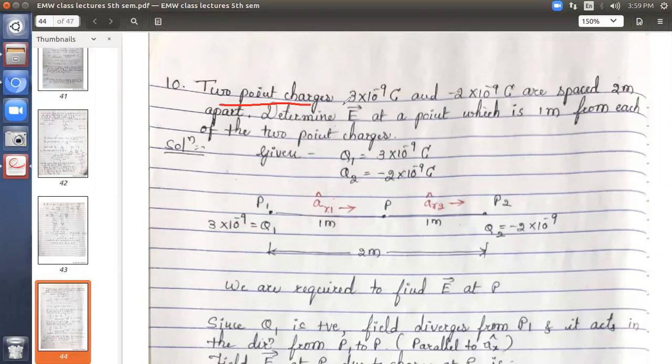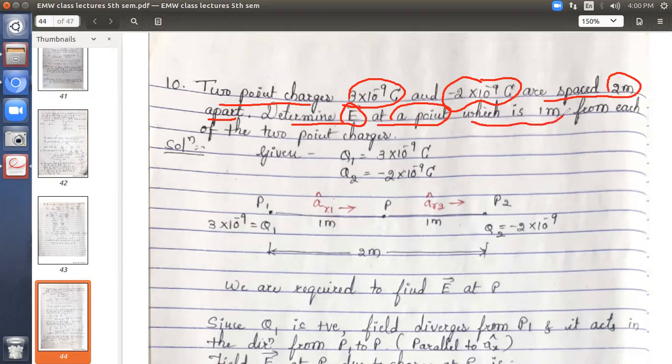Two point charges. One charge is 3 nanocoulomb, the other charge is minus 2 nanocoulomb. One is positive, one is negative. They are spaced 2 meters apart, so the distance between them is given as 2 meters. Determine the electric field intensity at some point, and this point is 1 meter from each of these two charges.